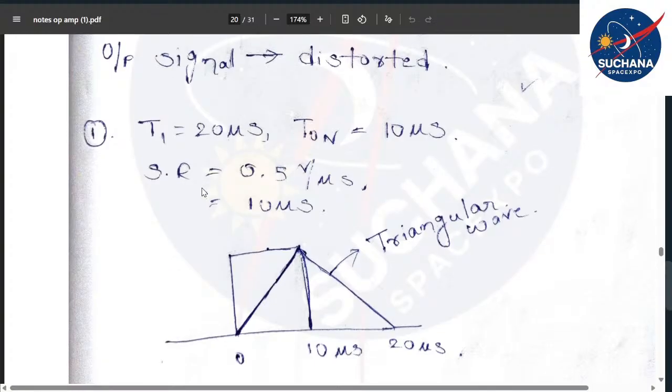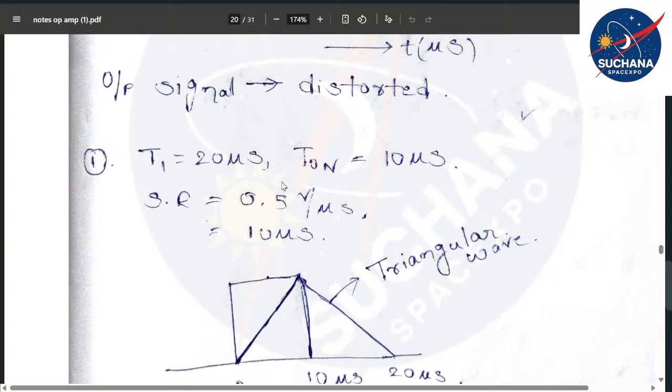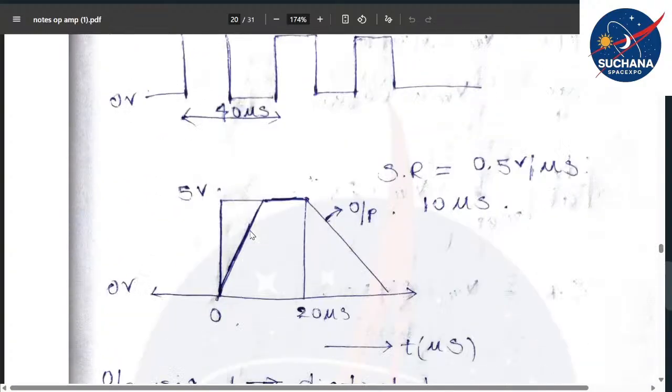Now we are taking another example of the same square pulse, where different conditions have been provided. This is a question, one of the illustrations. It is said in the question that the time period is 20 microseconds, the on time is 10 microseconds, and the slew rate is 0.5 volt per microsecond. In this condition we have provided a square wave and we got something like a distorted wave.